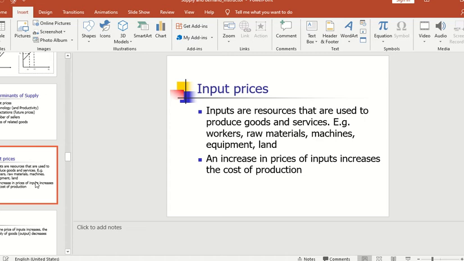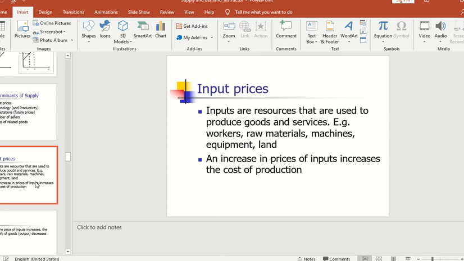Input prices. What are inputs? Inputs are also known as factors of production. Many of you probably know inputs as factors of production. They are resources that are used to produce goods and services. Some examples of inputs are workers or labor, raw materials, right?